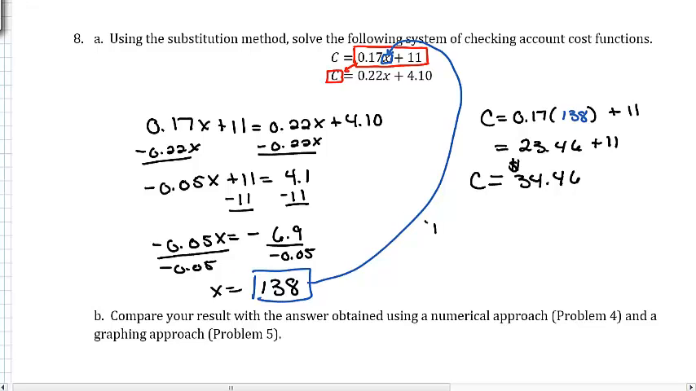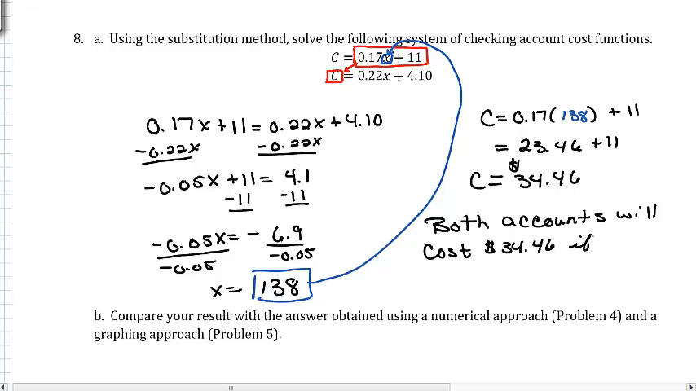So both accounts will cost $34.46 if you have 138 transactions in a month.